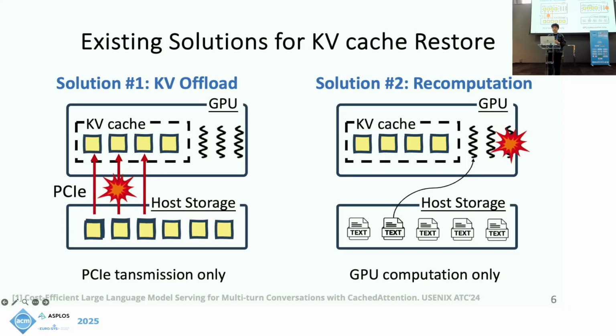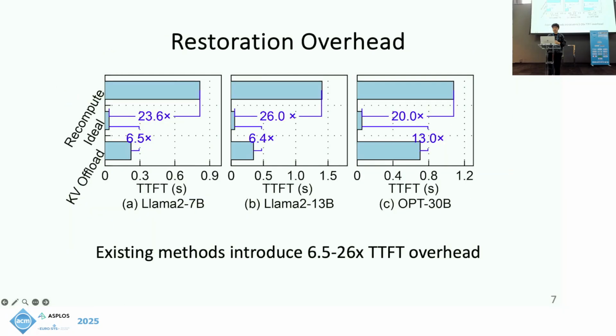The second solution for HCache restoration is recomputation. Here, the HCache is recomputed from the input text only. The text is stored in the host storage and is redoing the LLM inference, and we can get the HCache. It should also be noted that this solution depends on the GPU computation only.